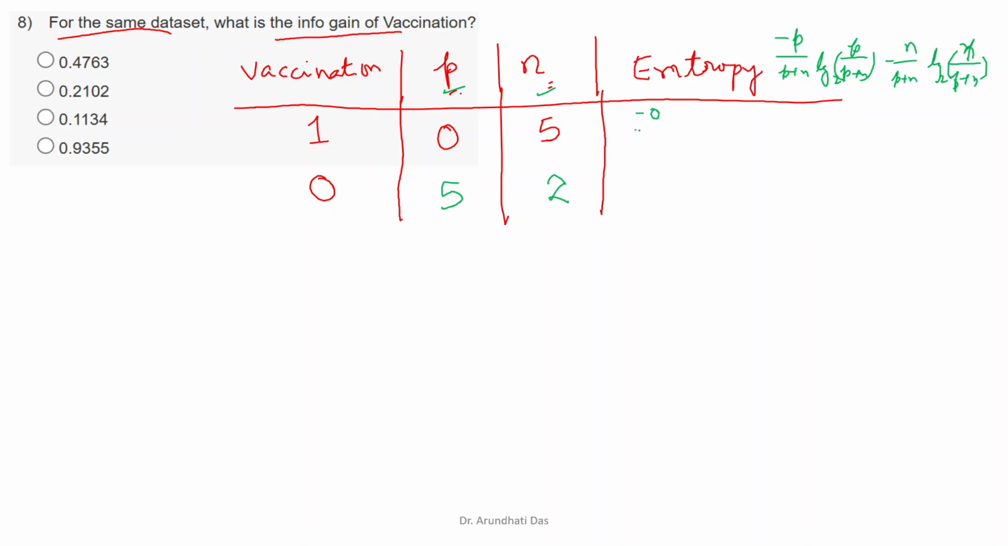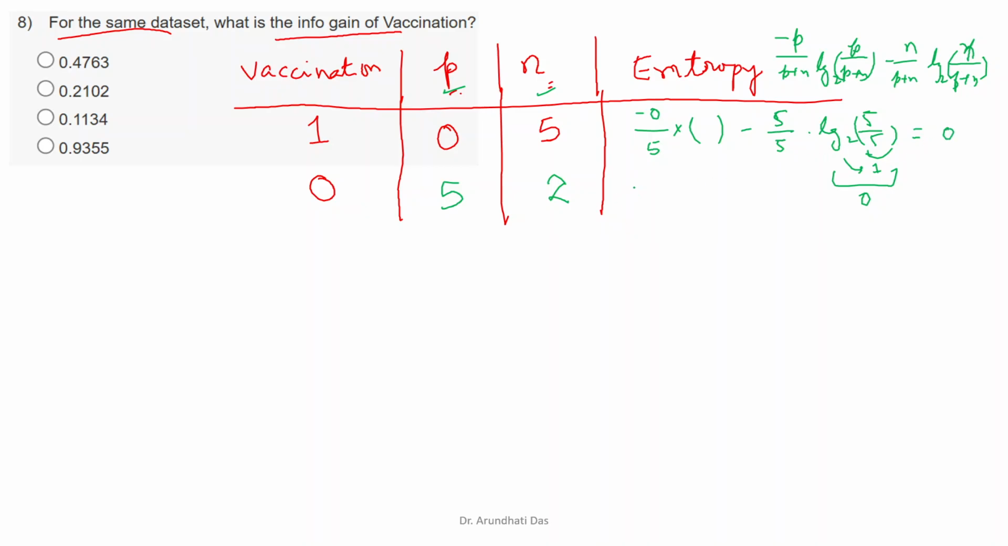Minus 0 divided by p plus n, which is 5, so whatever we multiply here, the entire value will ultimately be 0, right? Minus, n is 5, so 5 by 5 log again. Now the log of this is ultimately 1, and the log of 1 is again 0. So finally 0 minus 0 is 0.